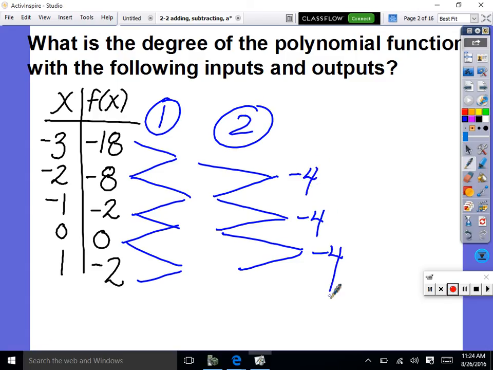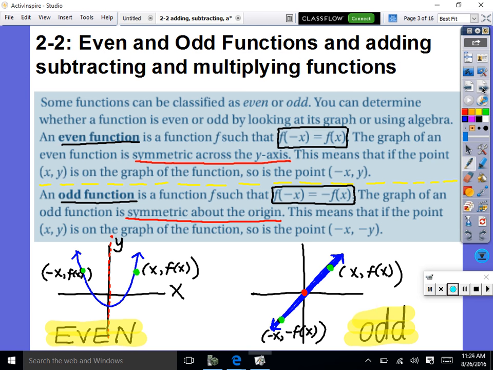-4, -4, -4. So you would say, okay, it took 2 differences to get there. So it's degree 2. Does that make sense? We're not going to use that number. It's just because they're the same, we know that it took 1 difference, 2 differences, so it's degree 2. Way to go. So we're comfortable with what we learned in 2-1, which is great.